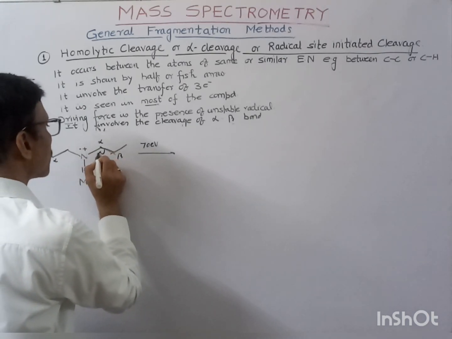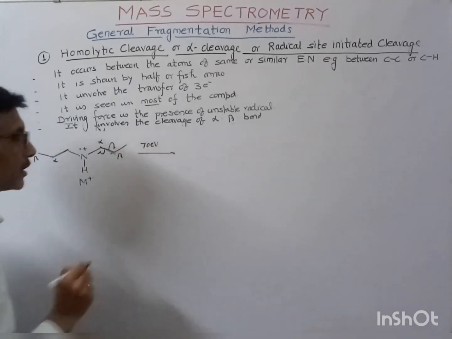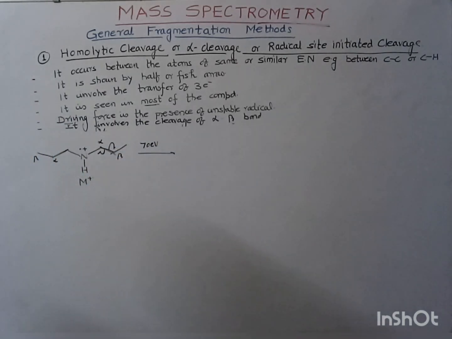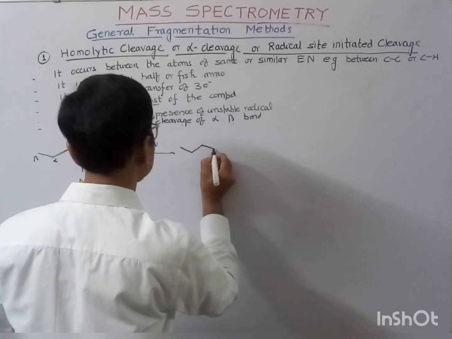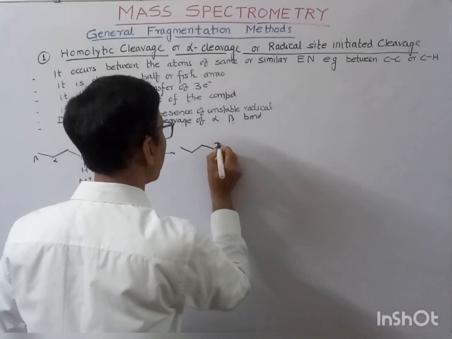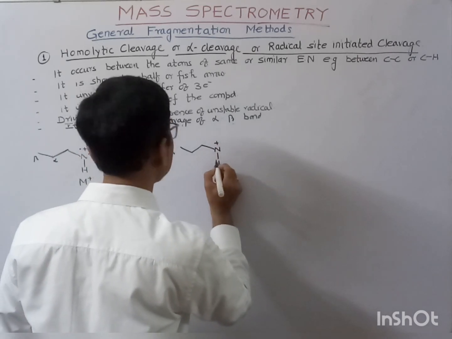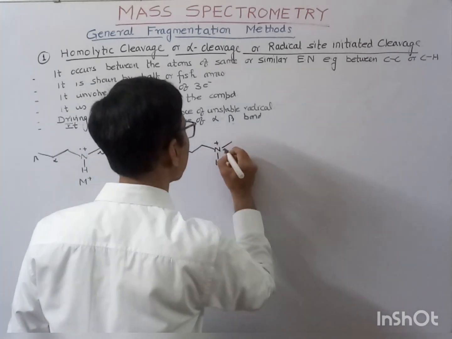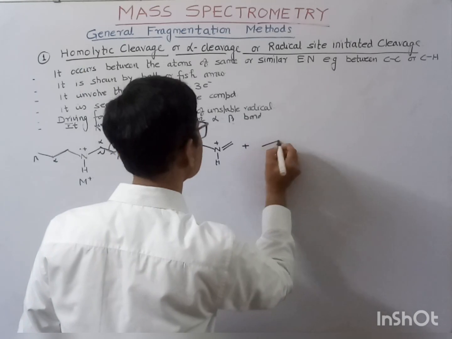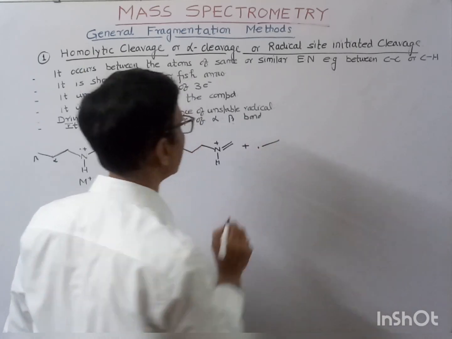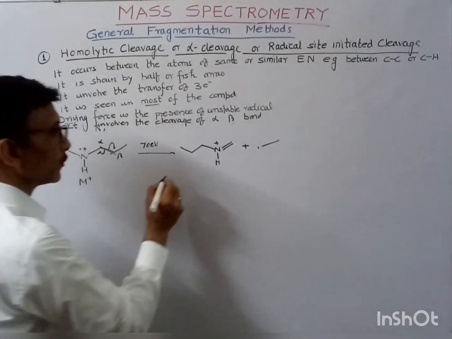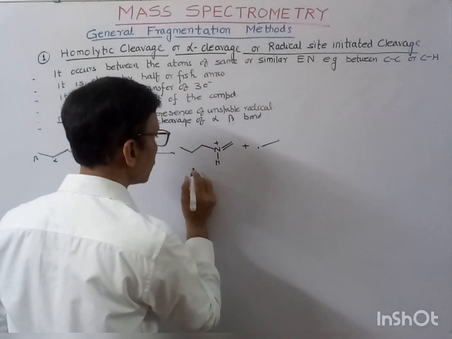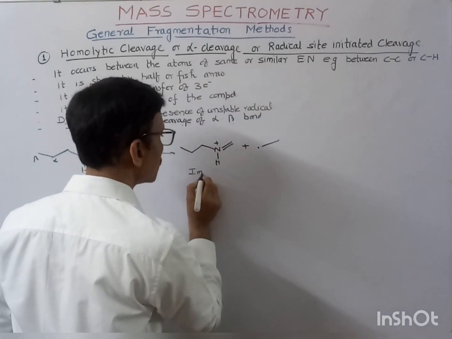So how? This carbon-carbon bond will undergo cleavage, and what will you get? We will get a positive charge over here, and this ethyl radical is removed. So here you can see this iminium ion is formed. This is our iminium ion which is formed.